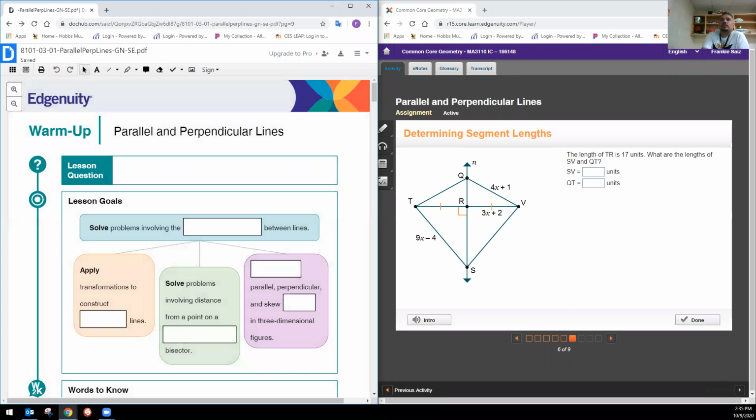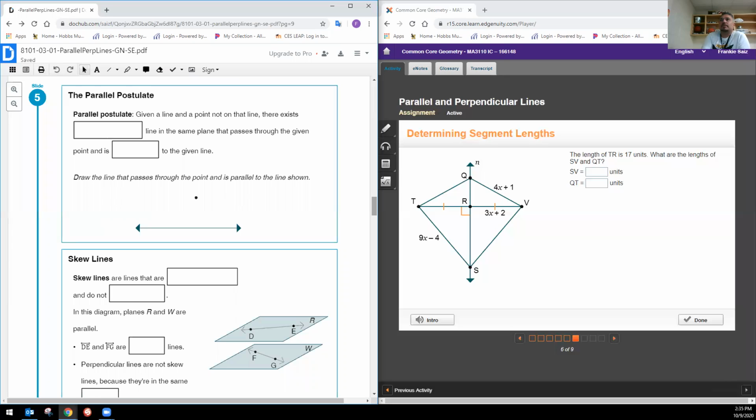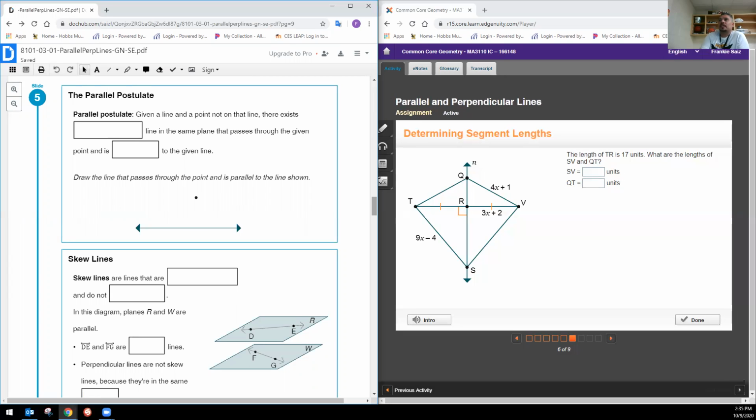What happened to my notes? Huh. I don't know what happened to my notes there, guys, but I'm not going to worry about it right this second.